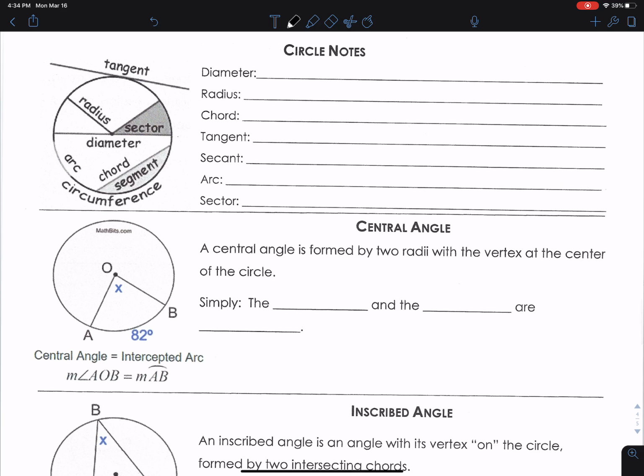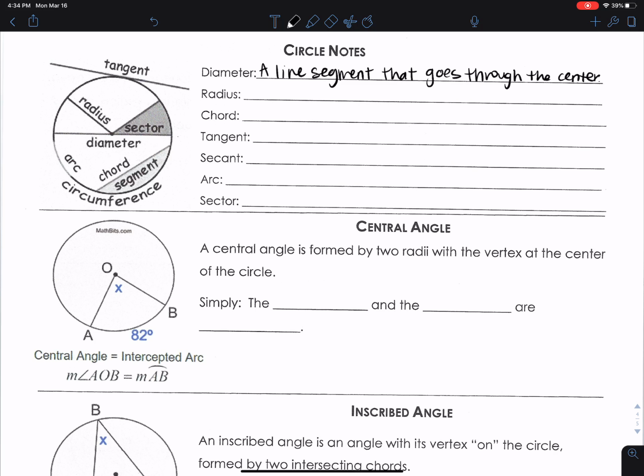So the first one is the diameter. We've already talked about this, but the diameter is a line segment that goes through the center, and it has endpoints that are on the circle. In our diagram over here, we have the diameter highlighted in orange. So the diameter just goes through the center of the circle.